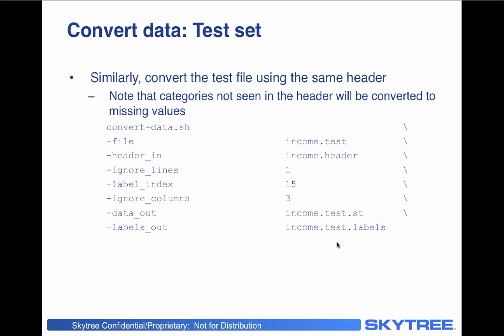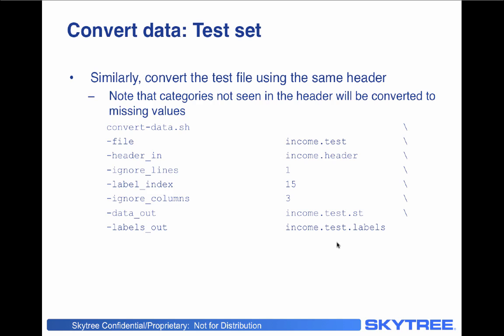So we next do the same thing with the test set. We're using the same header file that we generated using only the training set, so we're pretending that we don't have access to the test set. The header file dictionaries are only generated using the training set. That means if in the test set we have categories that did not occur in the training set, those categories will not appear in the header file. So the convert data step in that case actually sets those categories to missing values.